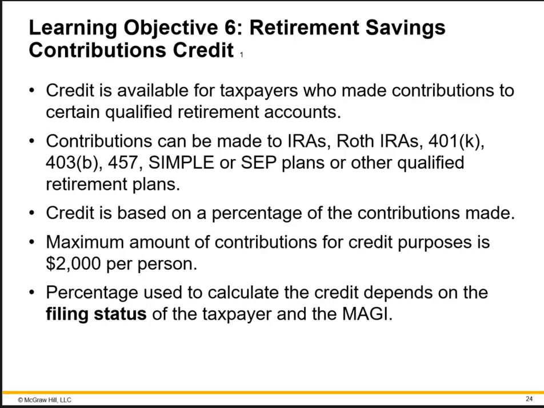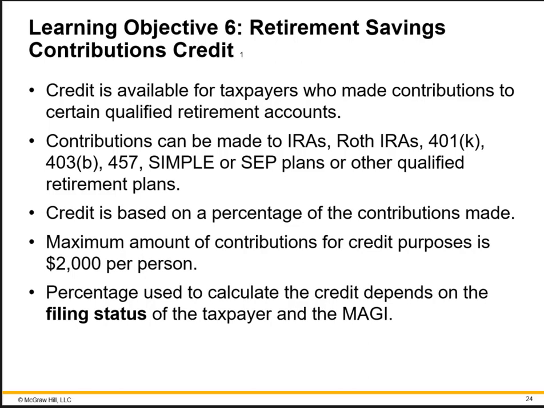The total amount you can consider for the credit. There's no limit on how... Well, the limits we'll talk about in Chapter 11 as to how much you can put into your retirement plan. But the most that you can consider for the credit is $2,000, regardless of how much you put in.